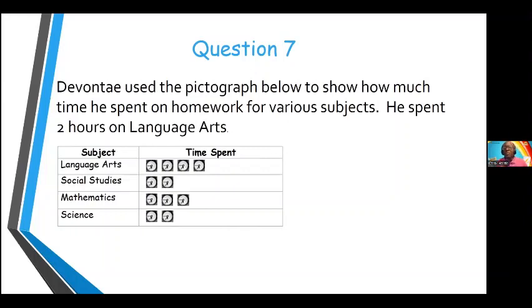Devontae used the pictograph below to show how much time he spent on homework for various subjects. He spent 2 hours on language arts. What does 1 represent? What does one of our clock faces represent?